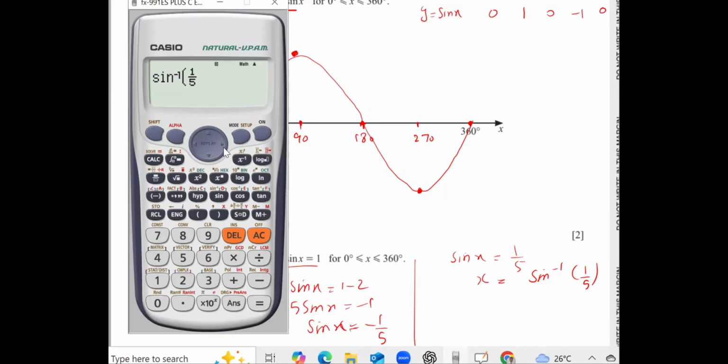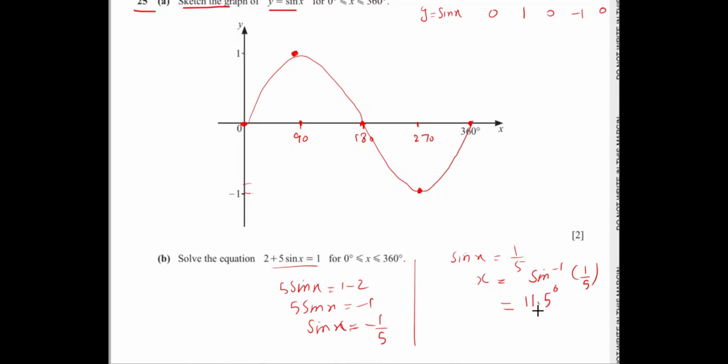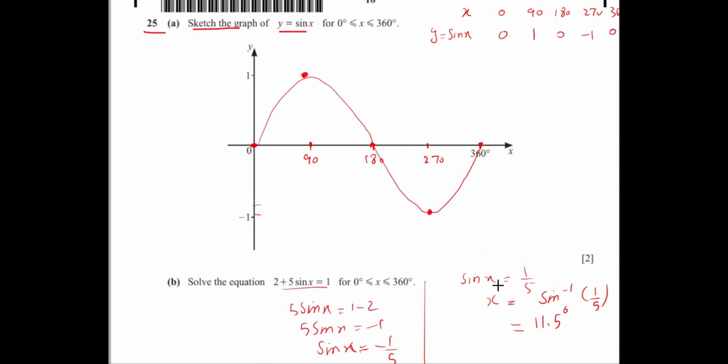This will be equal to 11.5. We write here 11.5 degrees. And look here, we have to calculate the value of sin x equal to minus 1 over 5. Firstly, we mark the position y equal to sin x equal to 1 over 5. Look here, this is 1, 2, 3, 4, and this position is 1 over 5. And here 1, 2, 3, 4, and 5, this is negative 1 over 5.